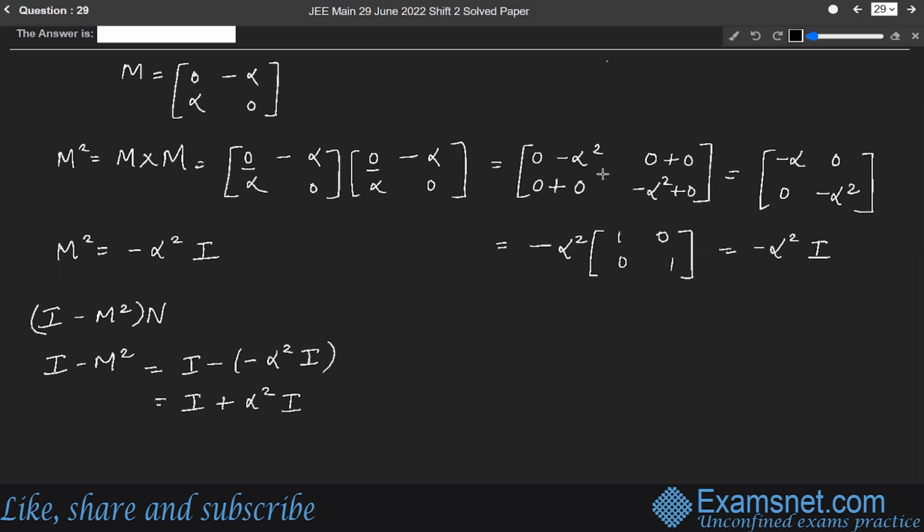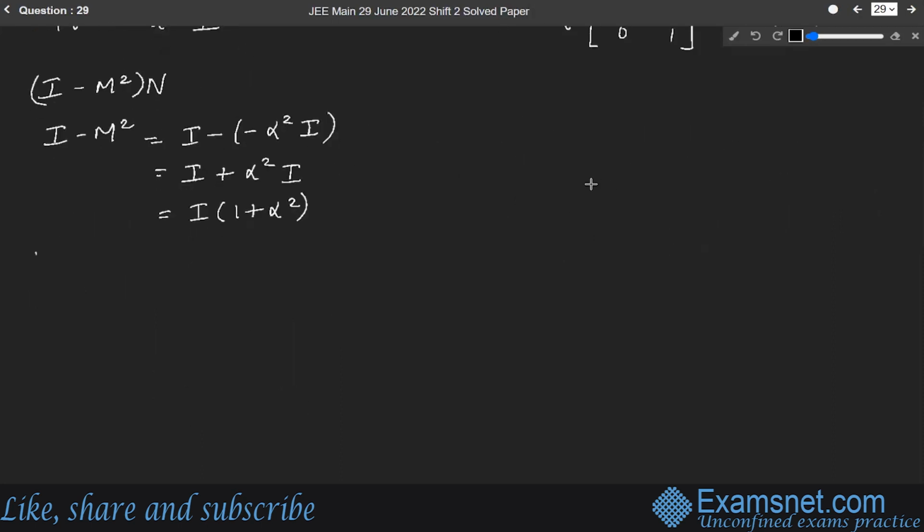Now you can see that I is common here. So when we take I common, the remaining terms will be 1 plus alpha square. So the value of I minus m square is equal to 1 plus alpha square into I, right? This is the value of I minus m square.